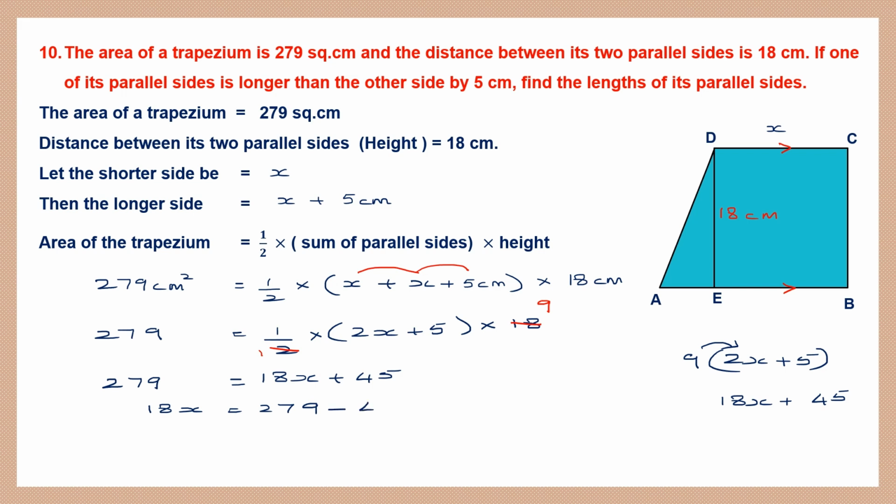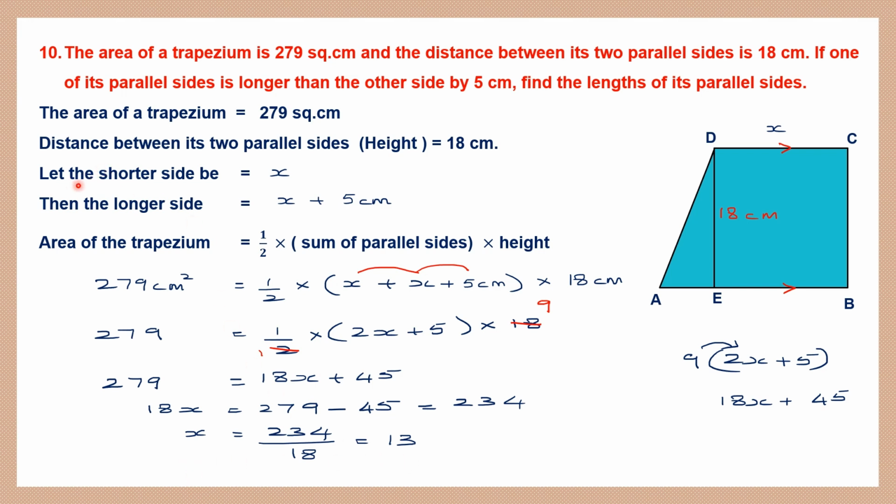279 minus 45. And how much is that? That is 234. So 18x is 234. So x will be equal to 234 divided by 18. 234 divided by 18 is 13. So x we have found out to be 13.